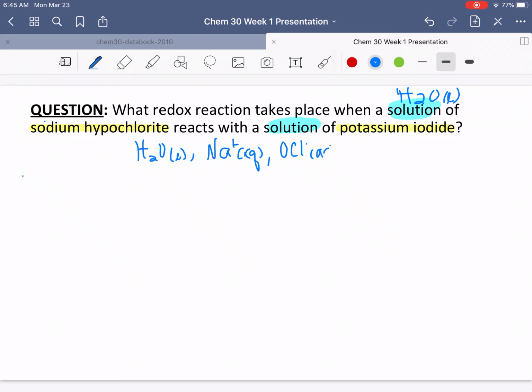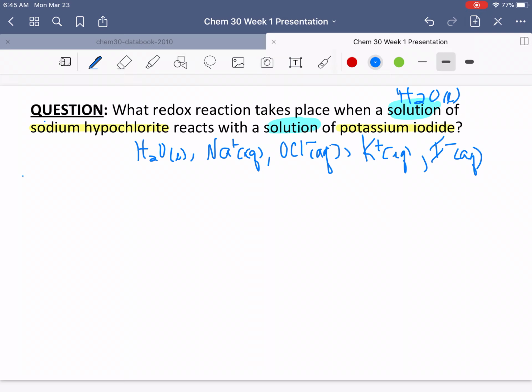Please take notice with all of these ionic compounds that are dissociated. I'm putting aqueous there to show that these things are in solution. Potassium, the K plus, and iodide, I negative, aqueous. We have 5 different things that are present.